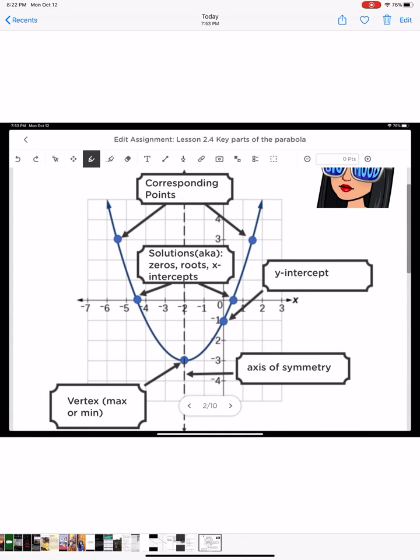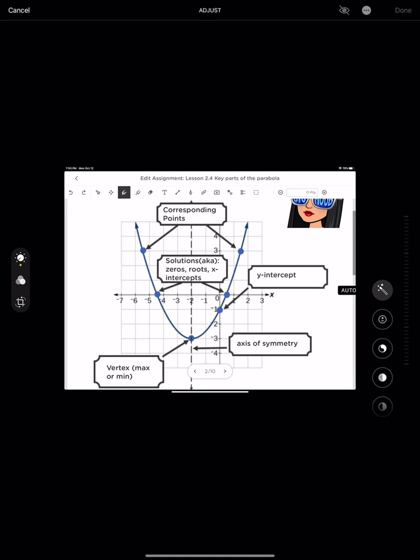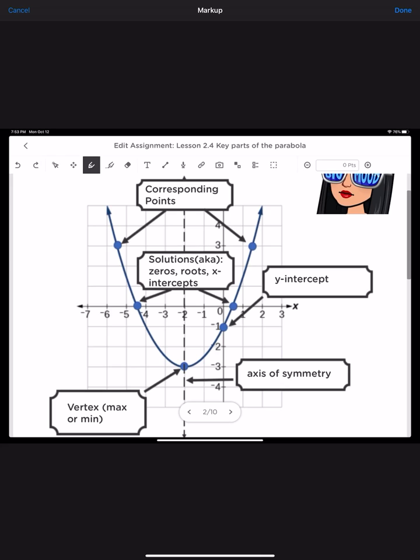Hi guys, so I just wanted to give you a video definition of the parts of the parabola. As we look here, let me get my pen so that I can write on this. We have corresponding points.